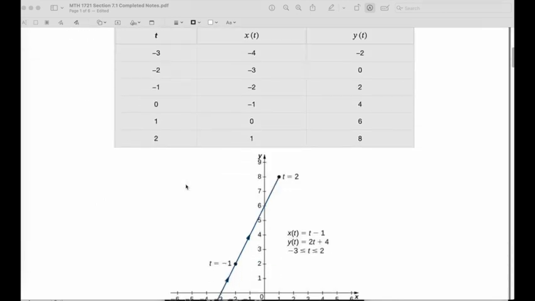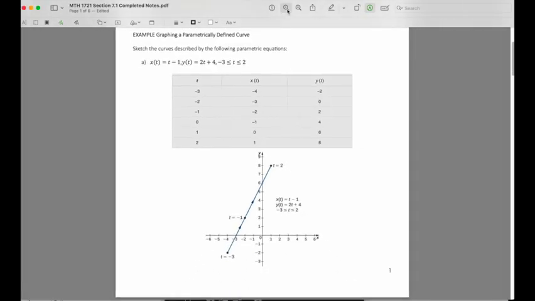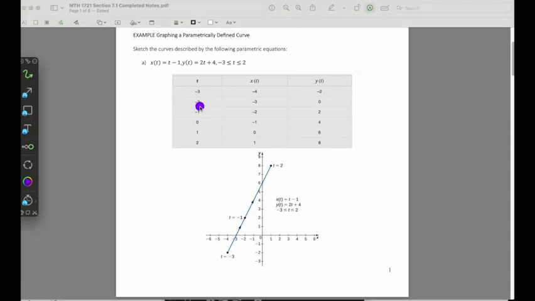Let me make this a little bit smaller so that we can see the whole thing at once. Now, once we have our points, we can go ahead and graph. But one thing you have to make sure of is that since we're doing this with respect to t, we keep track, as we're plotting the points, of which direction we're plotting them, because we also have to indicate what's called an orientation or a direction.